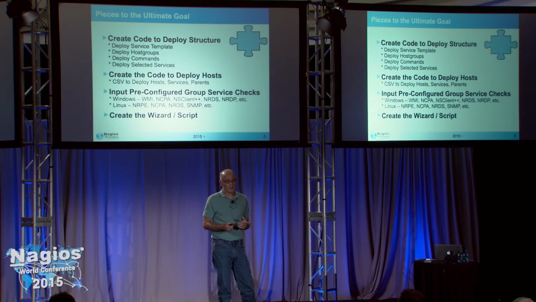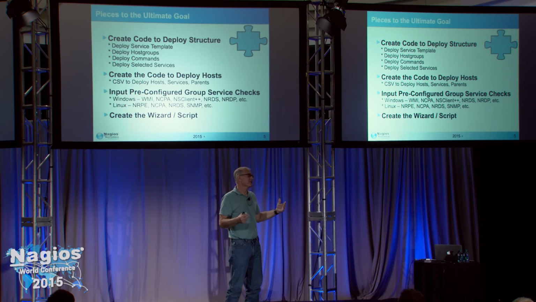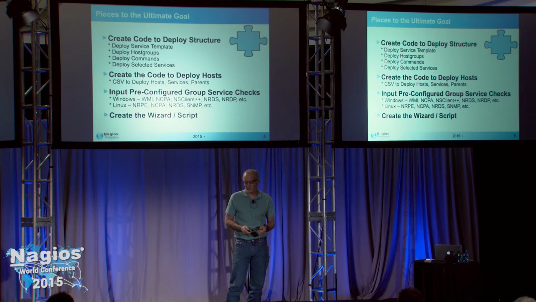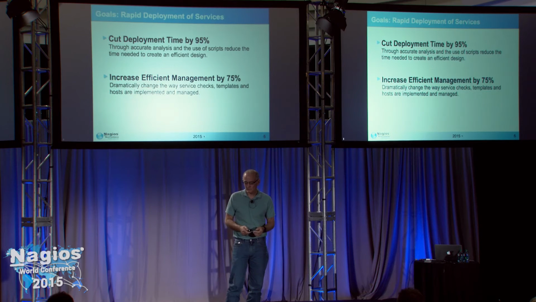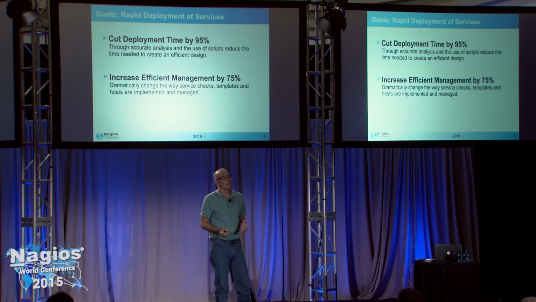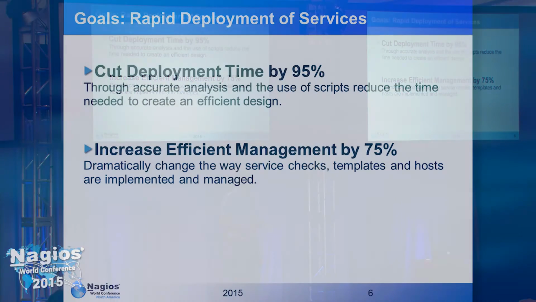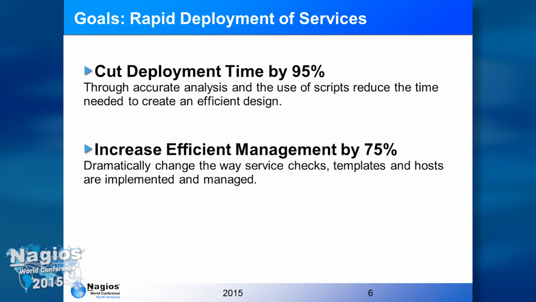And I'm working on inputting all these pre-configured checks for you so that you can have all of these options and get yourself going quickly. And ultimately, it will be a wizard for XI, a script for Nagios Core. So, what I'm trying to do is to cut your deployment time by 95%. A whole lot. Make it faster.